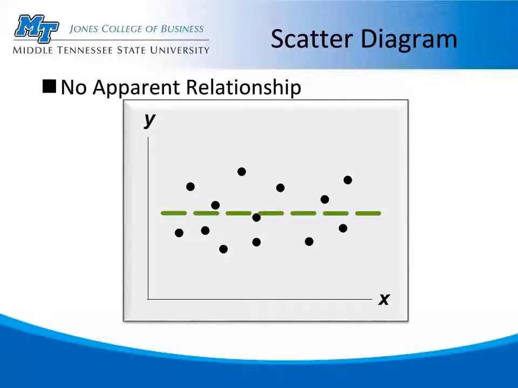This is an example where the two quantitative variables apparently are not related to each other. As the X values increase, sometimes the Y values go up, sometimes they go down. When you fit those points with a straight line, the slope is zero. We're going to cover what's called least squares regression when we get into chapter 12.